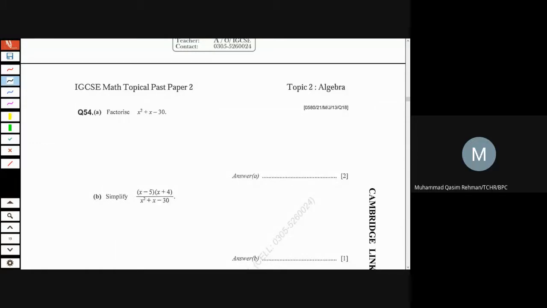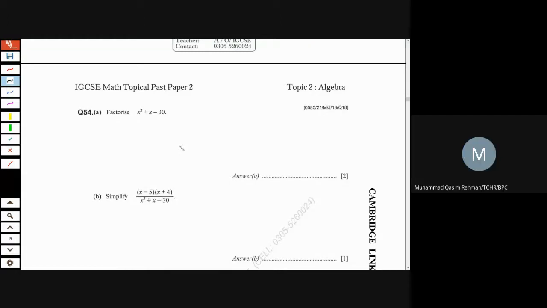This question is very easy. The answer to part A is basically used in part B in order to simplify. Sir, I've done both the questions. Yes, excellent. Sir, the answer of the first question, shall I answer it? Just hold on a minute. Let's wait for others to do it. Who is still trying to factorize it?